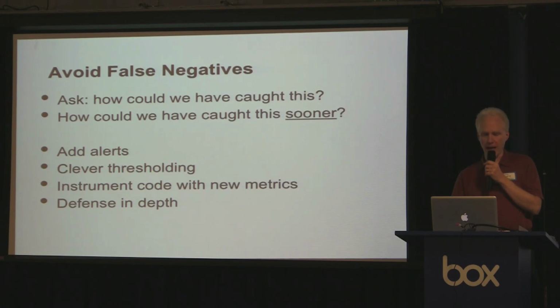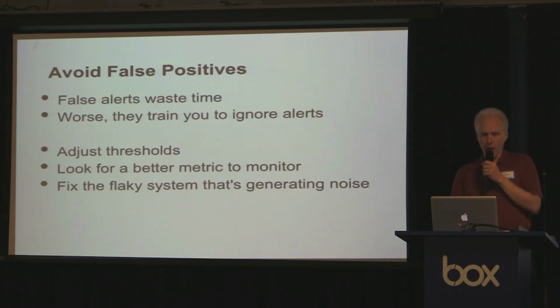If you have a really bad outage that got past your monitoring, then you want to think about defense in depth. Add 2 or 3 or 4 different alerts which would all catch that problem from different directions. I like to think of this as getting full value from your crisis. If you're going to go to all the trouble of having a major production outage, then you should at least get your money's worth in terms of lessons learned. So that was false negatives.